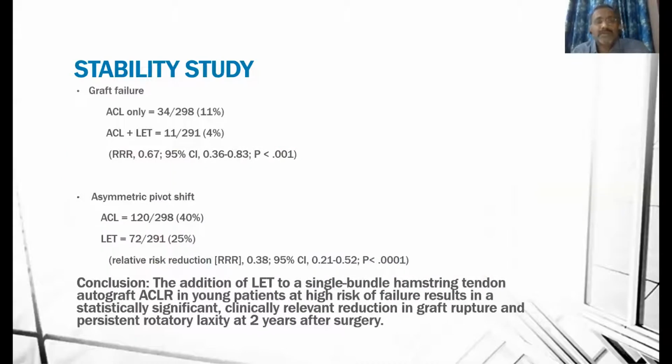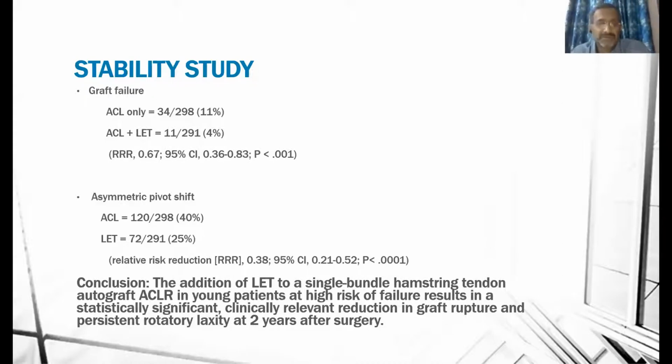And they found that they looked at the graft failure and also the pivot shift. These patients were all sportspersons who have a very lax knee, so high grade pivot shift. So these are all a selective group of high risk patients. And they did ACL only, and graft failure was 11%. And when they combined with the LET, they found the rupture rate reduced to 4%. And the asymmetric pivot shift also reduced from 40% to 25%.